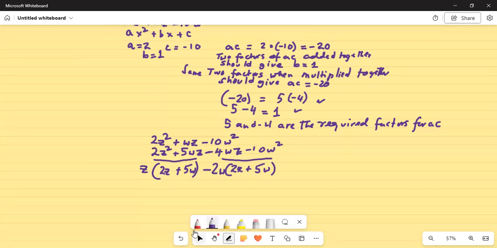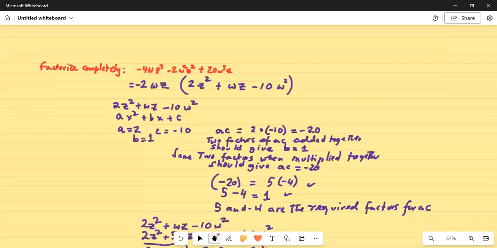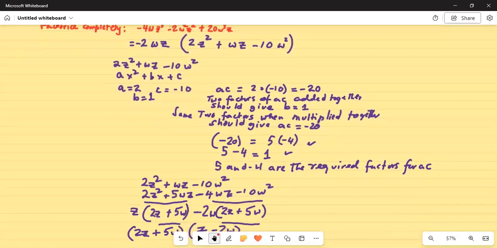Now notice 2z plus 5w is common in both the terms. So take that outside and write 2z plus 5w outside, and then z from the first term and minus 2w from the second term. But we have been asked to factorize. Remember, the whole thing is minus 2wz times the expression we factored.